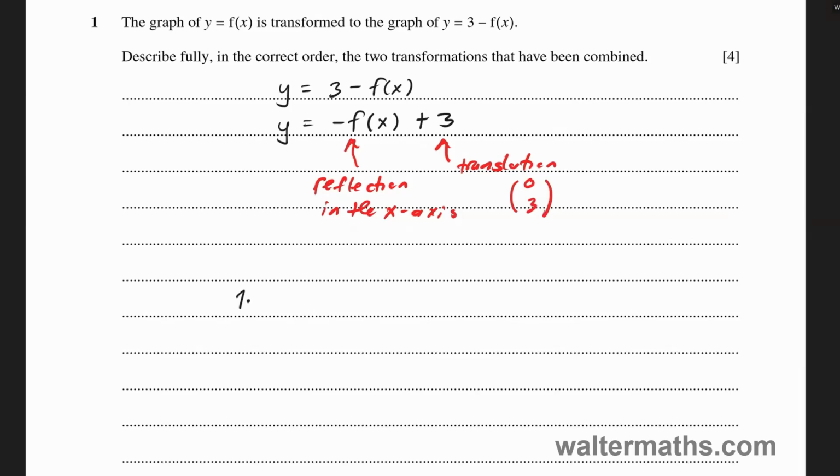The first one is going to be the reflection in the x-axis, or you can say the x-axis is the mirror line. And the second transformation is the translation represented by the matrix (0, 3). And that's basically how we answer that particular question.